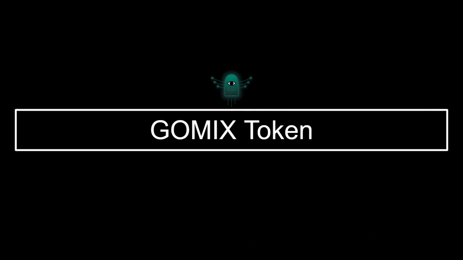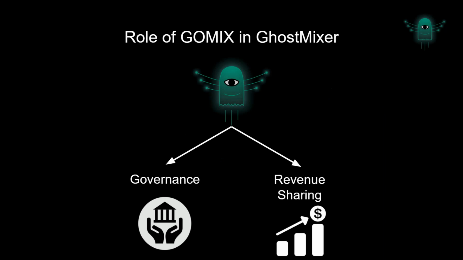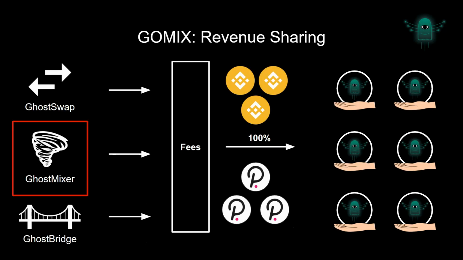Now, the GhostMixer function is all well and good, but how do GOMIX token holders benefit from this? Well, the role of GOMIX in GhostMixer is twofold. You first of all have the governance aspect, where GOMIX holders can vote or create proposals to change many different aspects of GhostMixer, chief among them, of course, the fees that are charged. But in addition to governance, there's also the revenue sharing aspect, where, as you can see, there are three tools here, GhostSwap, GhostBridge, and GhostMixer, all of which accrue fees.